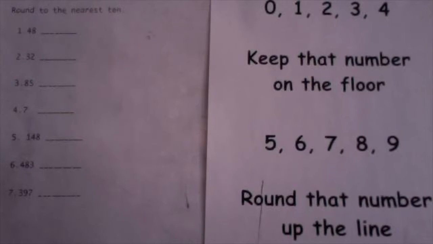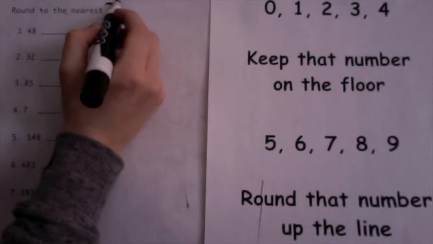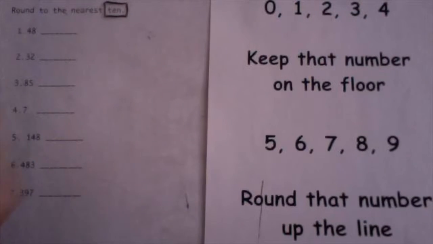So the directions tell me that I'm going to be rounding to this place value. Please put a box around the word 10. I know that I'm going to be looking at the tens place, and that number is either going to stay on the floor or it's going to be going up the line. Let's do number 1 together.